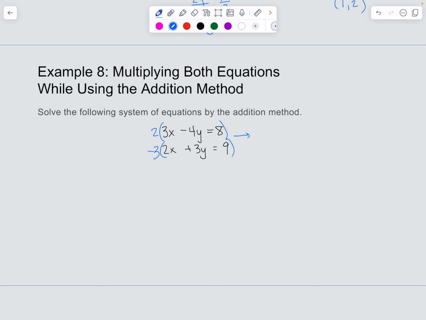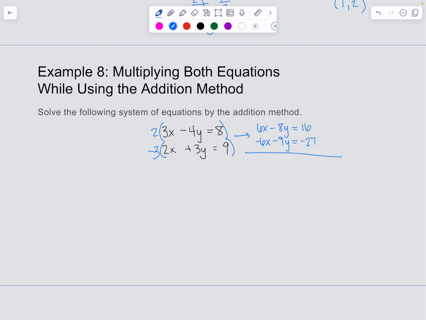So if I multiply the top by 2, 3 times 2 is 6. 2 times negative 4 is negative 8. And 8 times 2 is 16. If I multiply the bottom by negative 3, I have negative 6. 3 times negative 3 is negative 9. And 9 times negative 3, 9, 18, 27, negative 27.